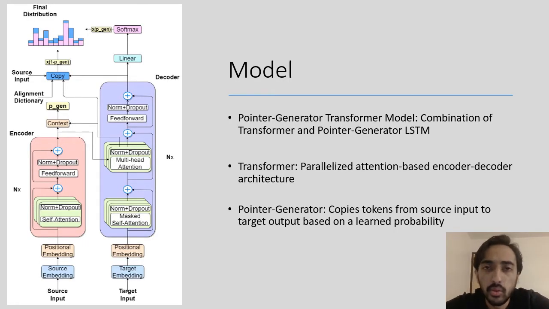The model we use is the pointer generator transformer, which is a combination of a transformer, where the transformer is a model that has recently become very popular for its performance, and consists of an encoder-decoder architecture using a parallelized attention technique, and the pointer generator component, which basically copies tokens from the source input and outputs them in the target directly based on a probability that is learned by the model.